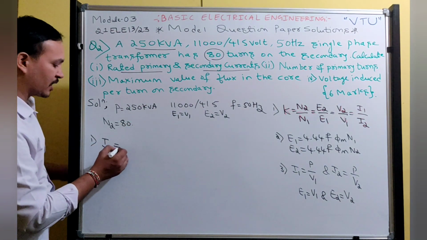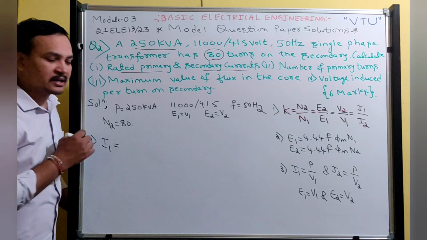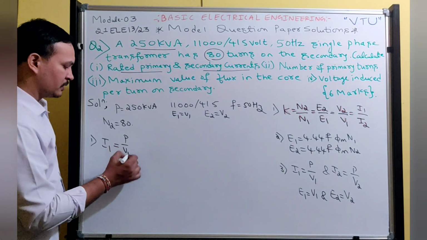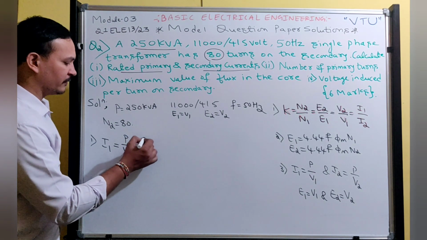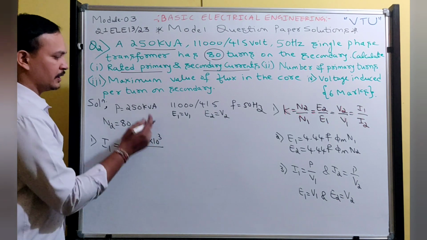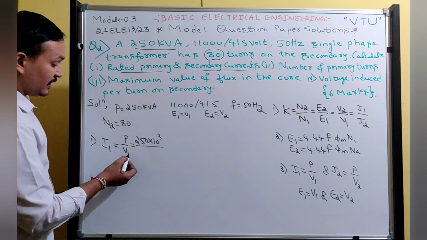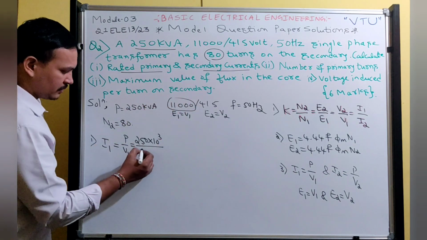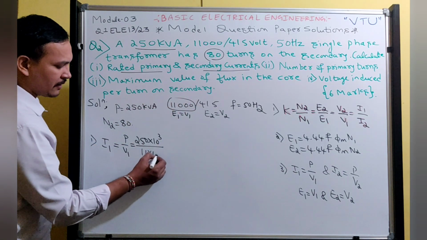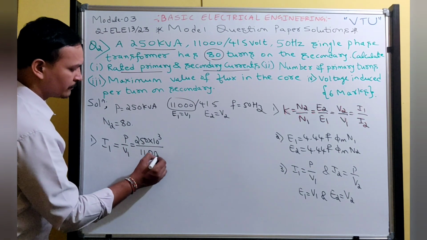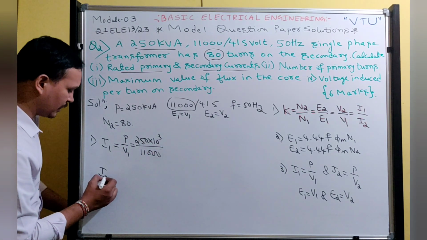What is the rated primary current formula? I1 equals P by V1. So what is the power? 250 kVA, no? You write the K value as 10 power 3, since it is in the kilo range. Now what is V1? V1 is 11,000. Otherwise you can write 11 into 10 power 3, or else you can write 11,000. Got it? You will get the I1 value.